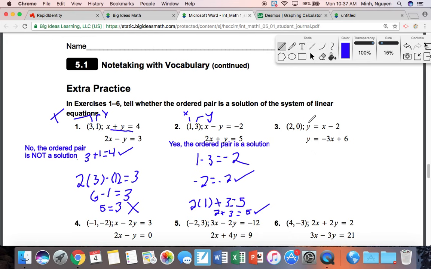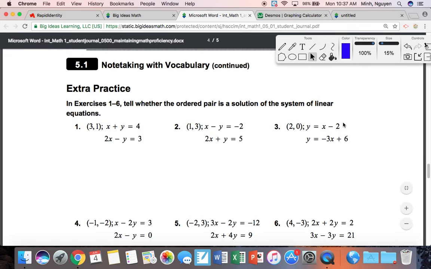And one more time, anywhere you see y, you will replace it with a 0. And anywhere you see x, you will replace it with a 2. So 0 equals 2 minus 2. Or 0 equals negative 3 times 0. Sorry, times 2 plus 6. And then you guys verify in your calculators. Yeah, that's it for all these. Just substitute and check.